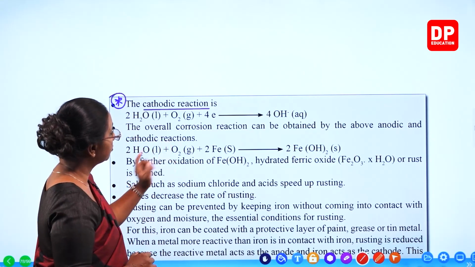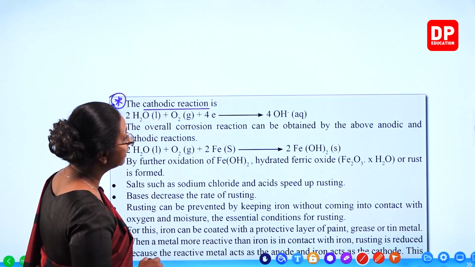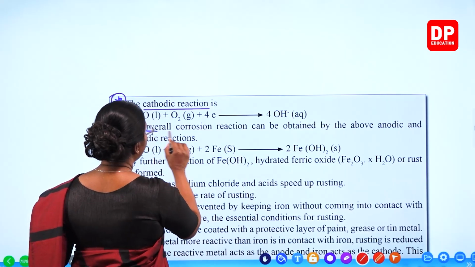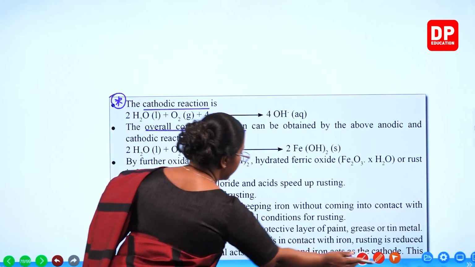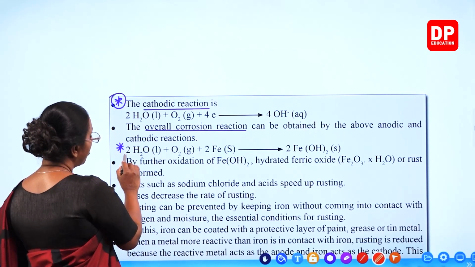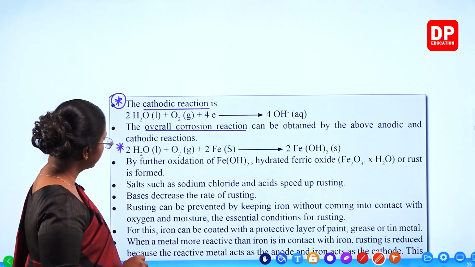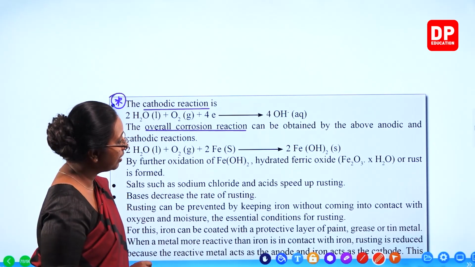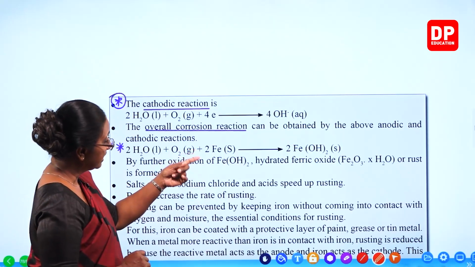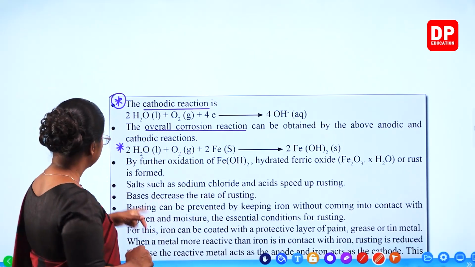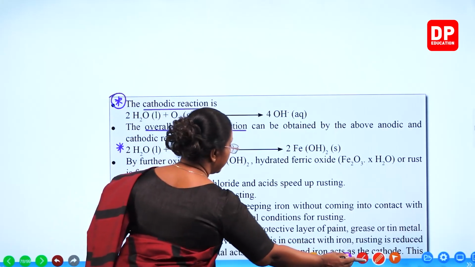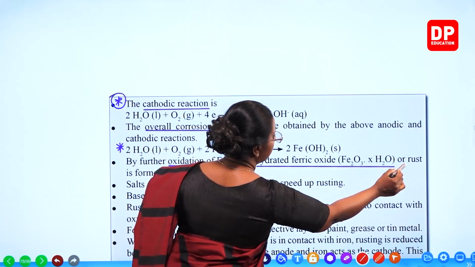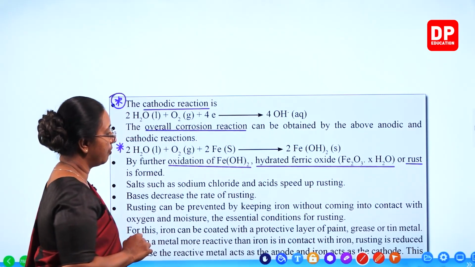And the overall corrosion reaction can be obtained by the above anodic and cathodic reaction. So, that is the overall corrosion reaction given to you here. 2H2O liquid plus O2 gas plus 2Fe solid give rise to 2Fe(OH)2 solid. But that gets further oxidized. By further oxidation of Fe(OH)2, hydrated ferric oxide or rust is formed.